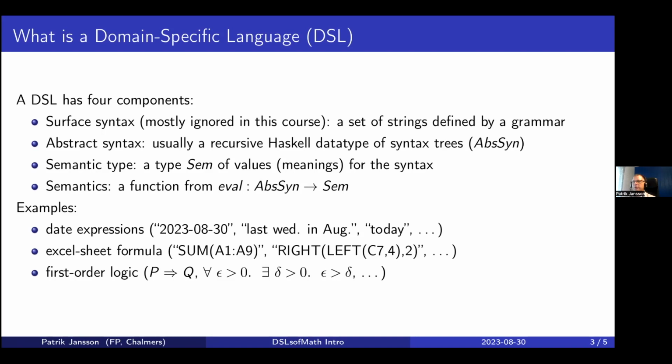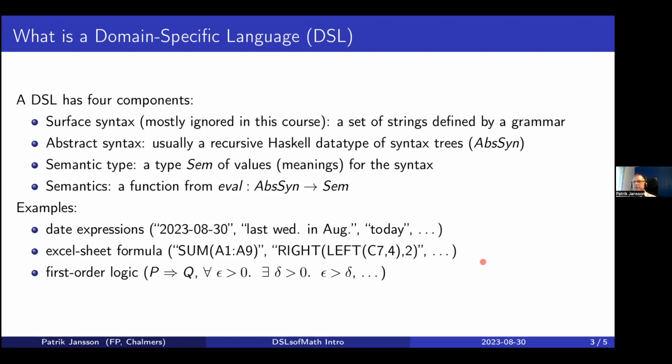And it's worth noting that it's clear from, for example, today or the last Wednesday in August, that they cannot be defined without some context. So today is not a fixed date. It can be implemented as a function from a current date to the date you mean. So the last Wednesday in August, for example, will be different depending on which year you're in.